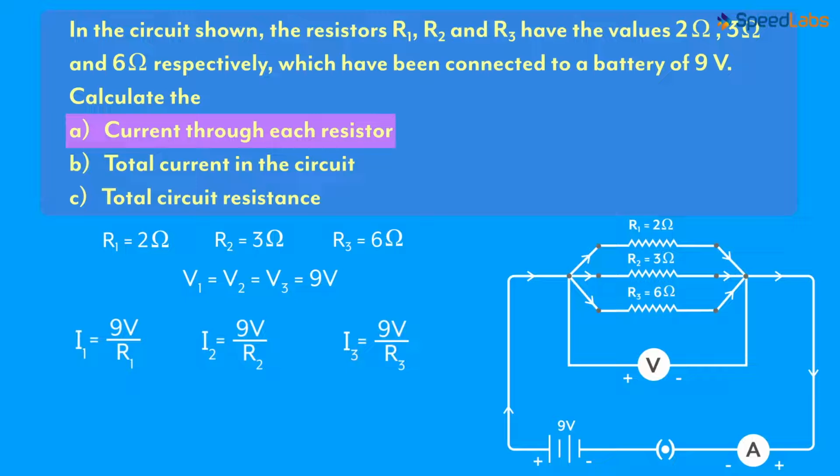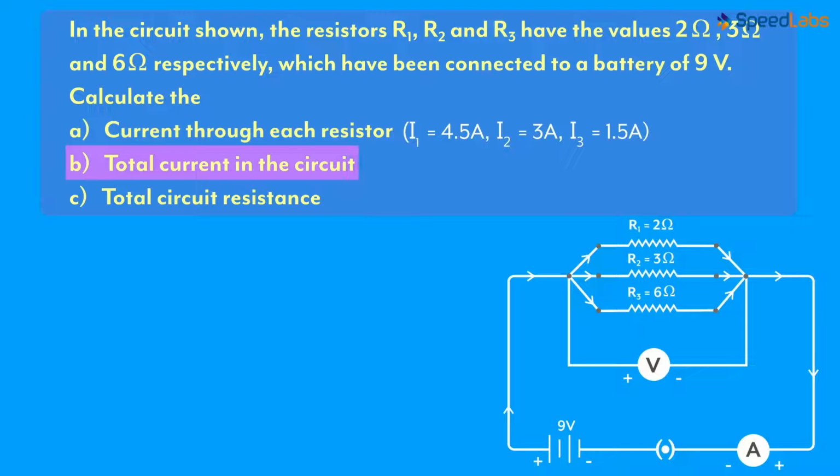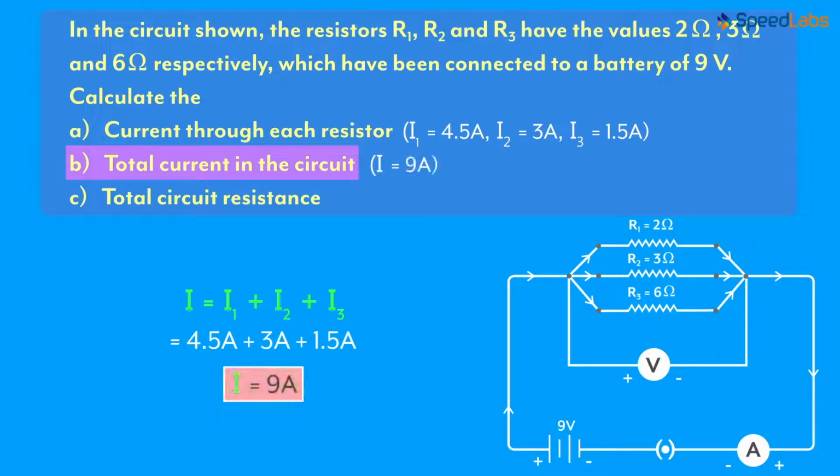We get the answers as 4.5 amperes, 3 amperes and 1.5 amperes. That finishes part A of the question. And what will be the total current in the circuit? It will be the sum of the individual current across each resistor. It will equal 9 amperes.